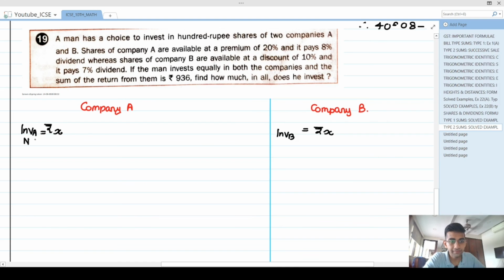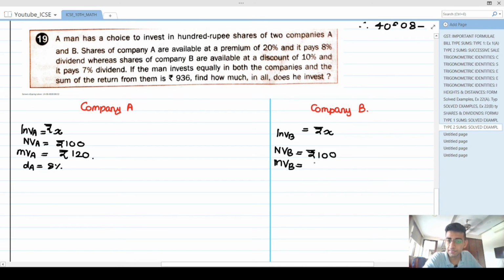100 rupee shares. So NV of A is rupees 100. So what is MV of A? They are at a premium of 20%. So 100 plus 20% of 100 is nothing but 120. The dividend he gets from A is 8%. NV of B is also 100. The MV of B are available at discount of 10%. So 100 minus 10% of 100 is nothing but rupees 90. The dividend percent he is getting for B is 7%. Now, the sum of return of them is 936. Find how much does he invest. Very simple. We calculate the incomes from each company, add them up, equate them to 936 and find X.